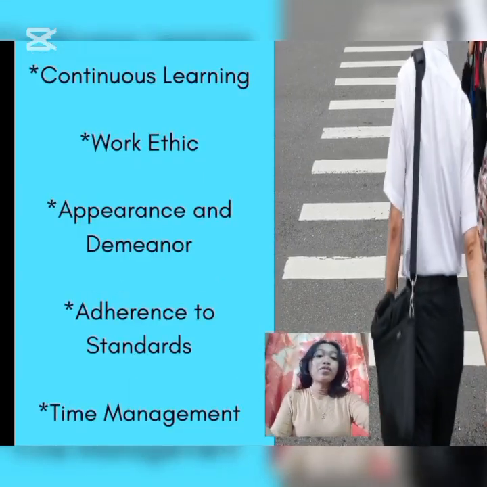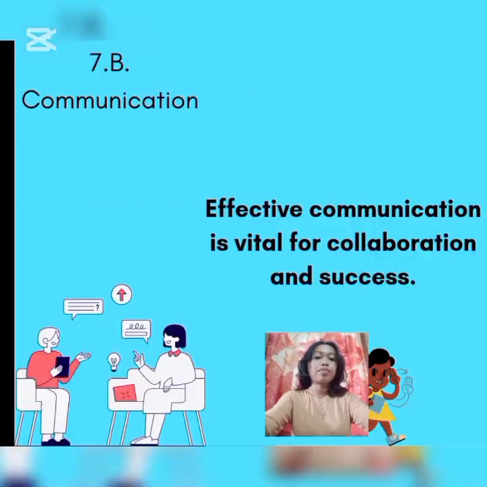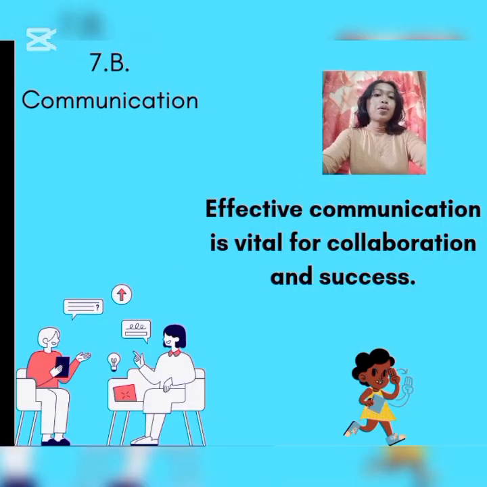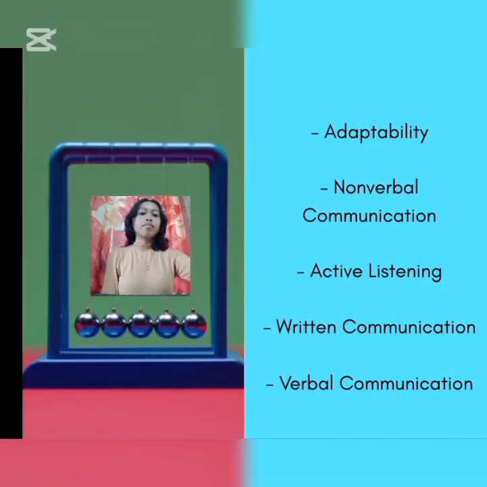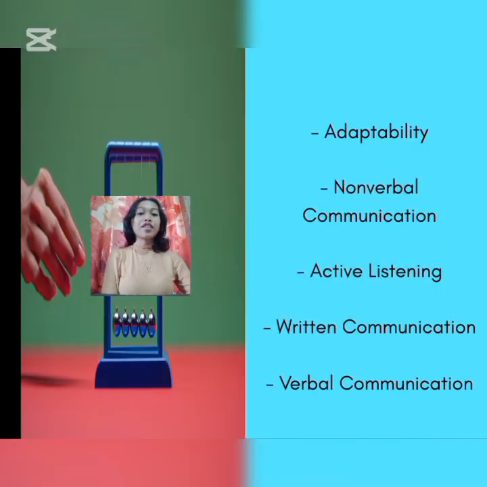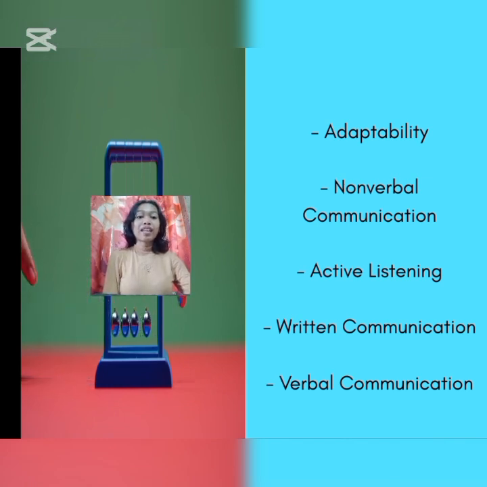Now let's have the second competency standard of domain 7. We have 7.B communication. Effective communication is vital for collaboration and success. When we say communication, it involves clearly conveying information, actively listening, and also adapting your communication style to different audiences. Now let's consider these following points: adaptability, nonverbal communication, active listening, written communication, and verbal communication.